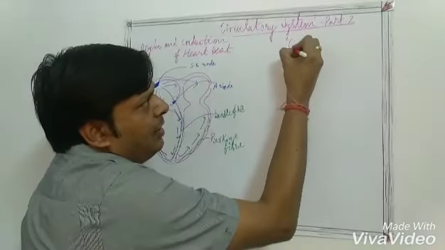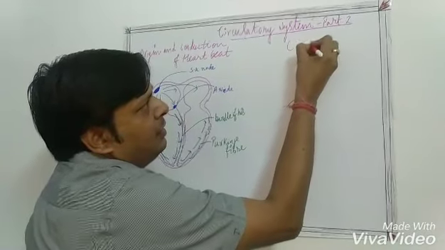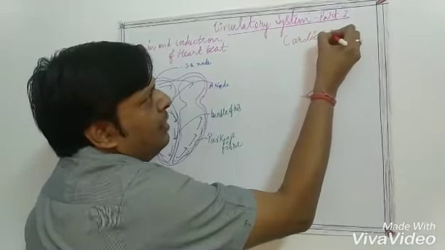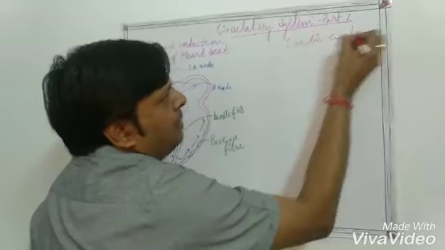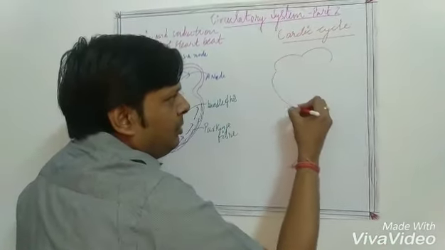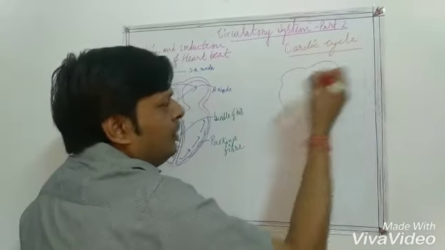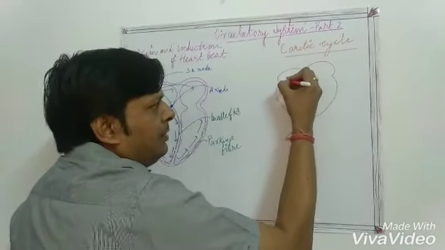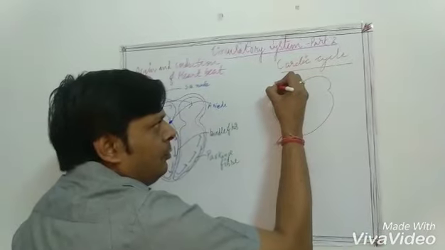In this video we will discuss the circulatory system, a very important part known as the cardiac cycle. The cardiac cycle is a very important concept in the circulatory system. So, the simple anatomy of the heart: this heart basically has four chambers.